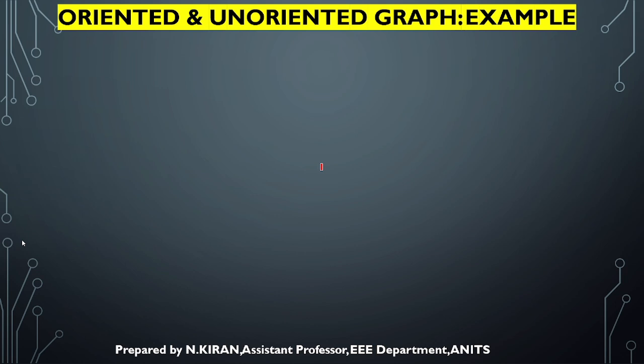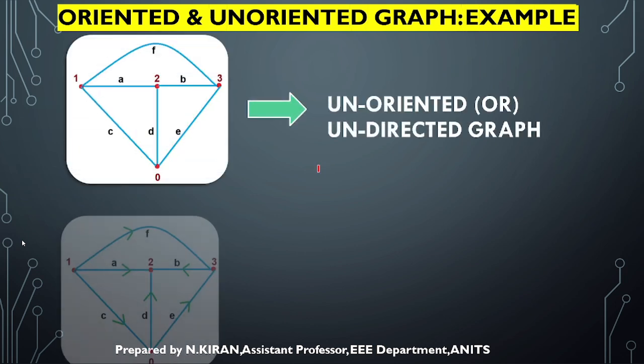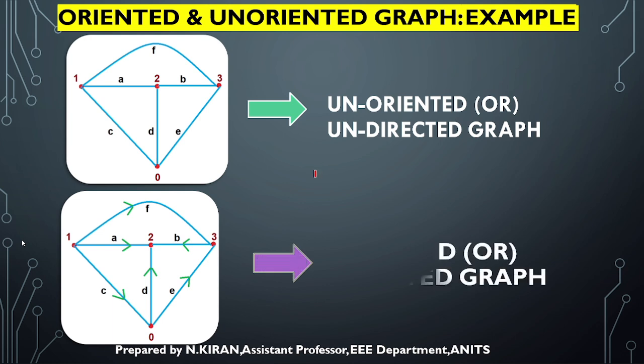Now, oriented and unoriented graphs. I told you before the basic difference between oriented and unoriented. You can see the clear difference. In an unoriented graph, every branch does not have any particular direction. But in an oriented graph, every branch will have some particular direction. That is the basic difference between an oriented graph and an unoriented graph.